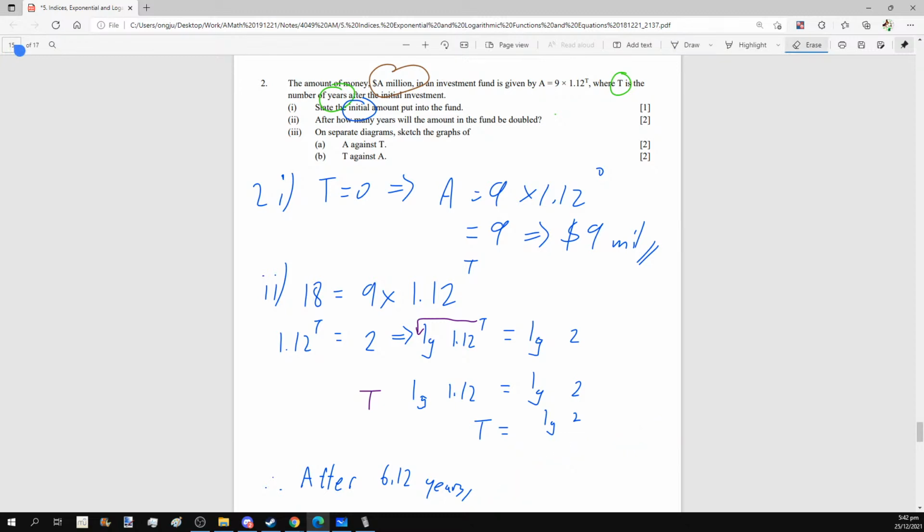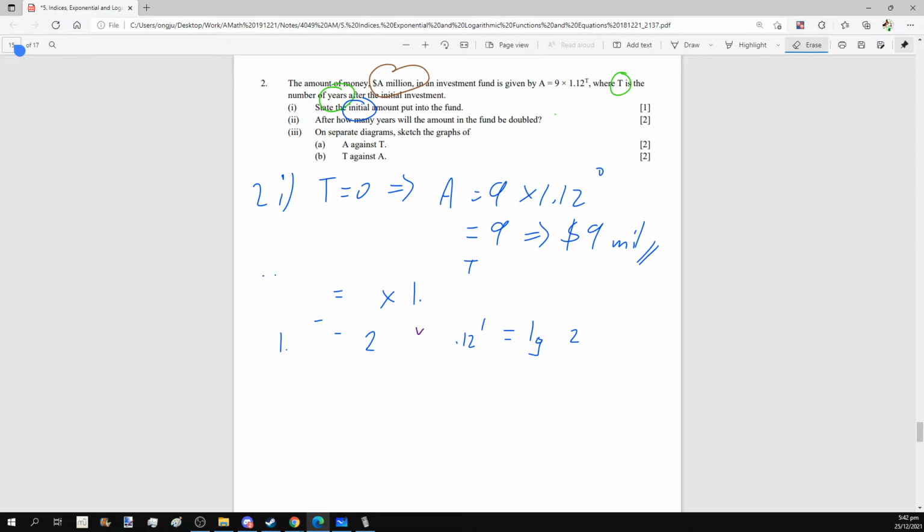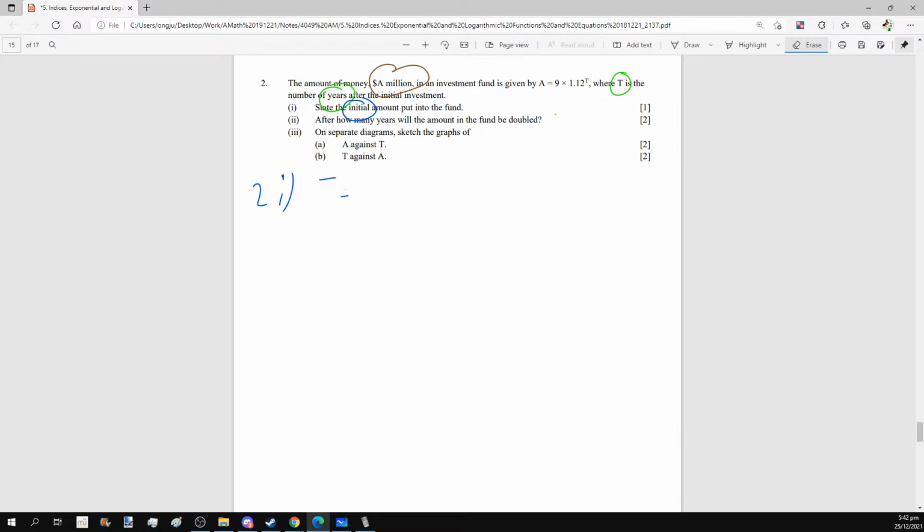So once we have this, then the next problem will be, they want us to sketch the graphs of A against T and then T against A. So this will be very interesting because the problem given to us right now is an exponential, which means when we do T against A, which is the flipping, we are going to have to flip the exponential into a logarithm by our own hand. So let us try it out. We will start with the easy one, A against T.